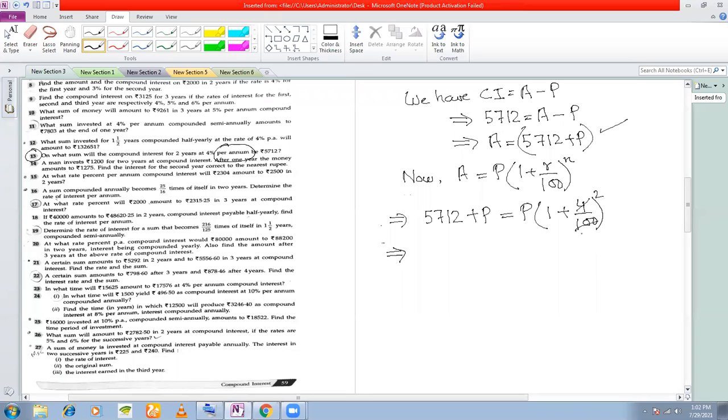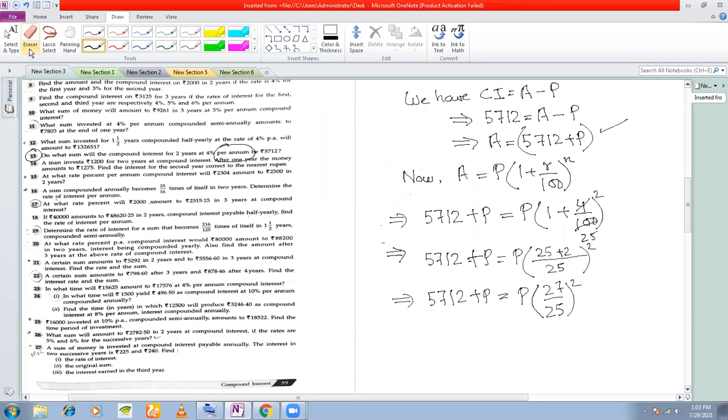So now you can cancel this here with 25. So you get 5712 plus P is equal to P, take the LCM, (25 plus 2) square. So you get 5712 plus P is equal to P into 27 by 25 square. This will cancel with 1, no? This should be 1. This is cancelling with 1, isn't it? 26.